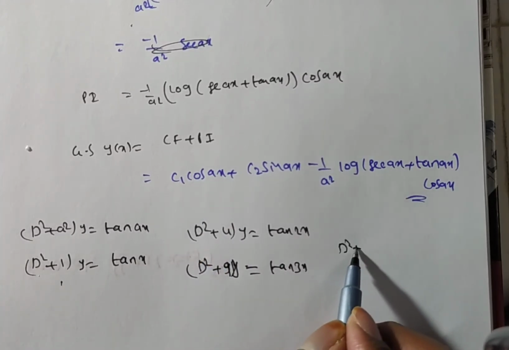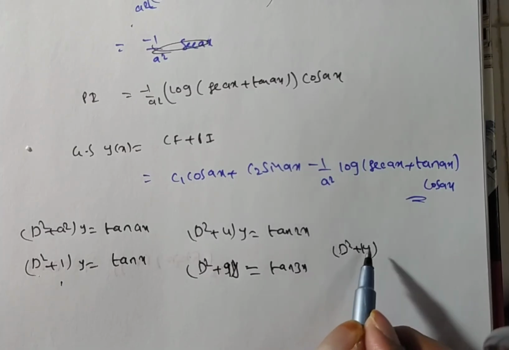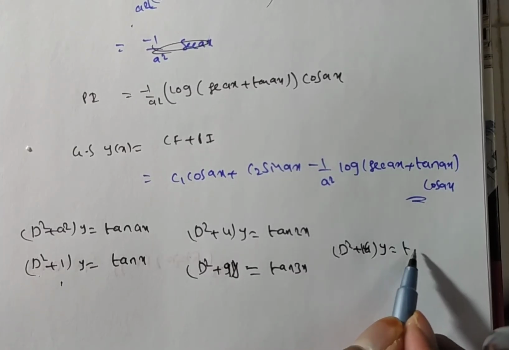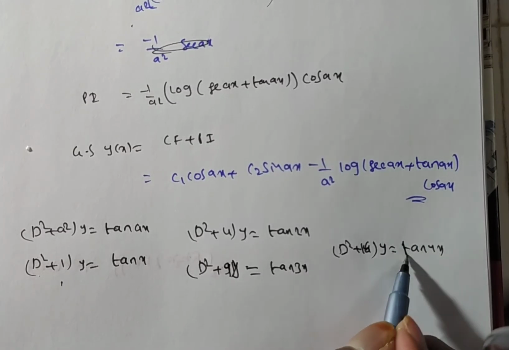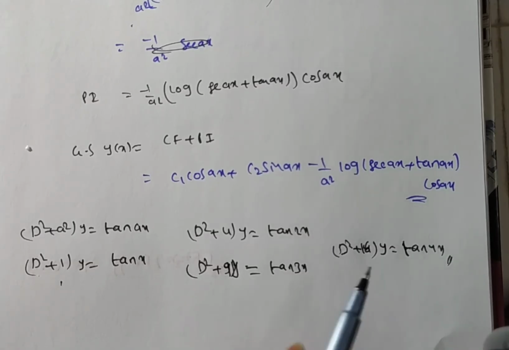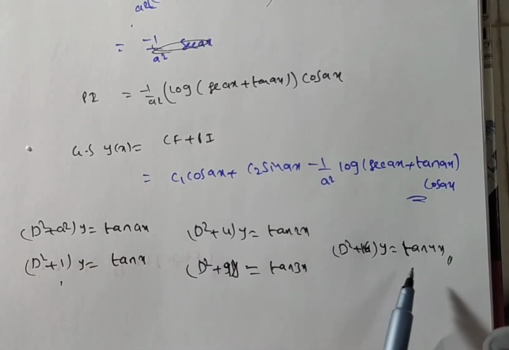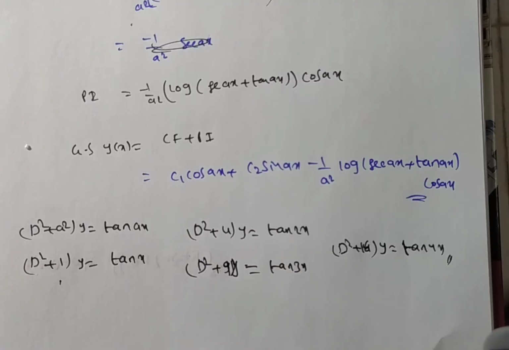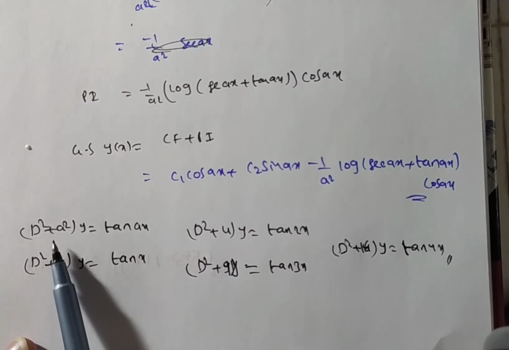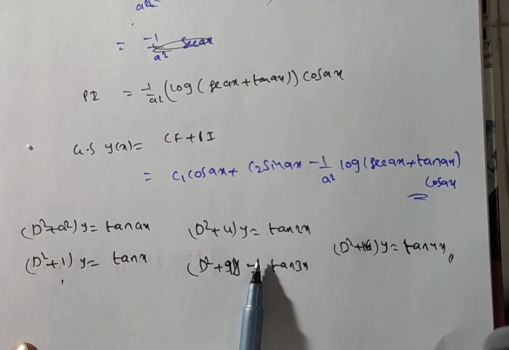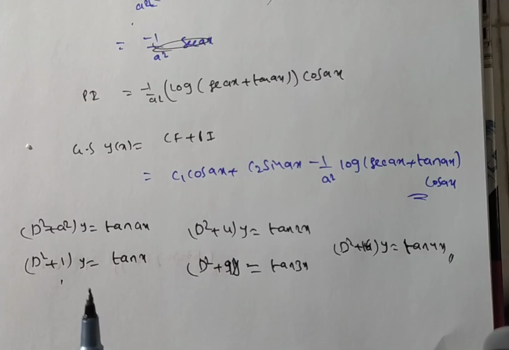Of course, sometimes in the exam they also ask D square plus 16 times y is equal to tan 4x. So if you substitute a is equal to 4, then you will get this solution. Is it clear for everyone? Friends, if in the exam any of these is given, then go through this. If any of these is given, don't write down a and after completion of the solution put a is equal to 2, a is equal to 1, a is equal to 3, a is equal to 4. Don't do like that. Directly you do it.